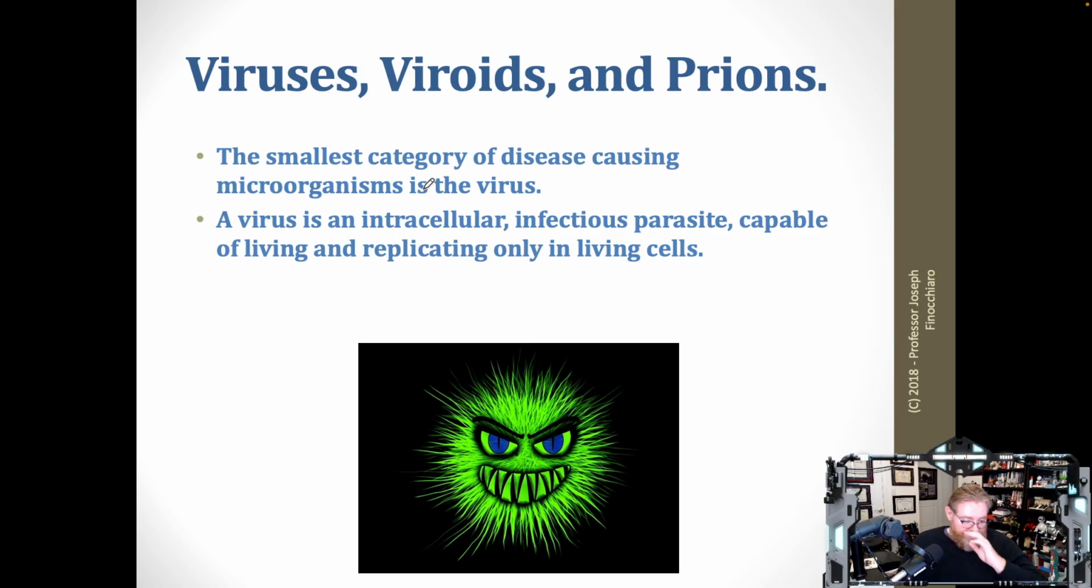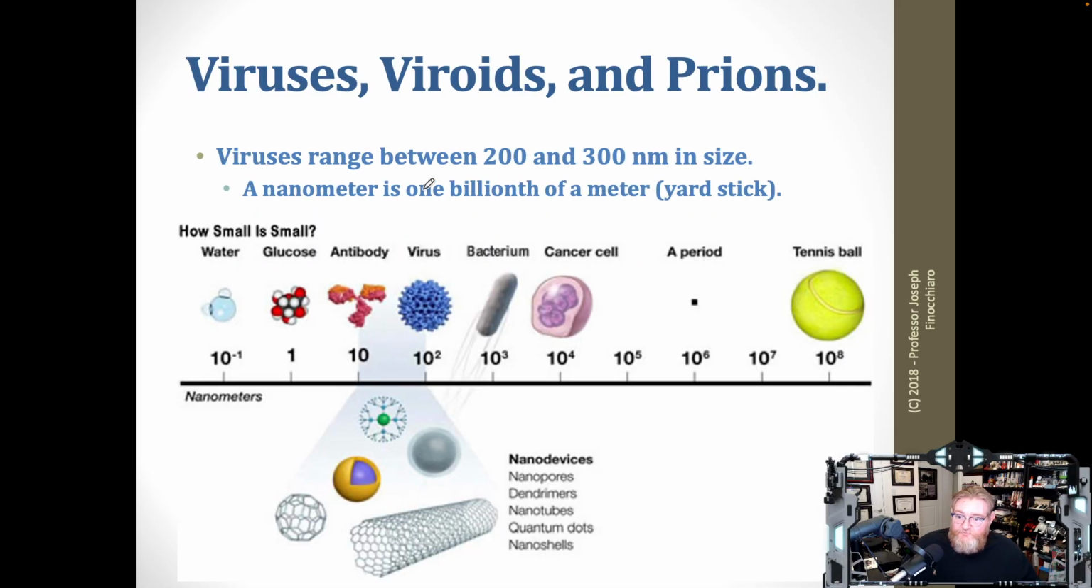Deep breath. Viruses, viroids, and prions. The smallest category of disease-causing microorganisms is the virus. A virus is an intracellular infectious parasite capable of living and replicating only in living cells. Viruses range between 200 and 300 nanometers in size. A nanometer is 1/1000th of a meter.